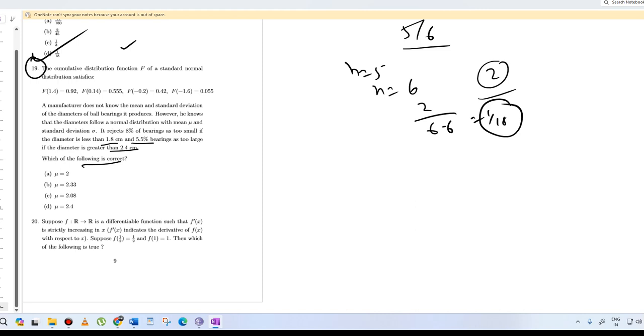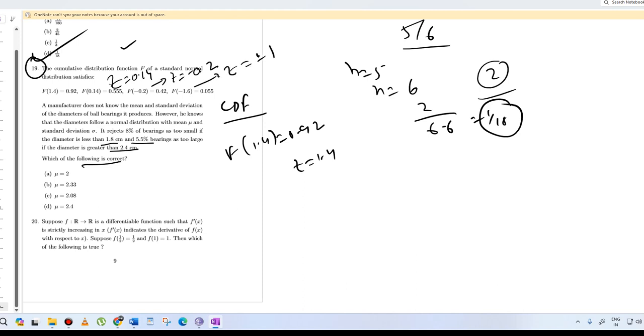So step 1, z scores को हम लोग को देखना है and cumulative density function CDF के हिसाब से calculate करना है. So F of 1.4 is 0.92 is given. So this is z equal to 1.4 के हिसाब से and this is z equal to 0.14. Z equal to minus 0.2 and this is z equal to minus 1.6.